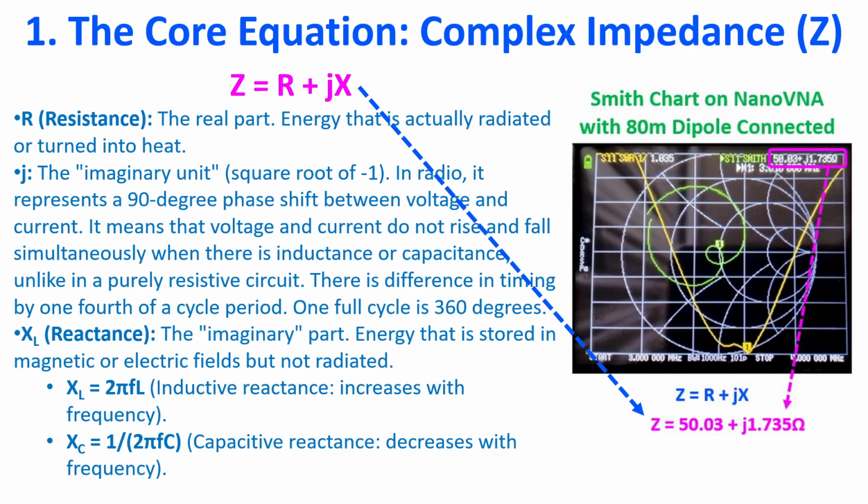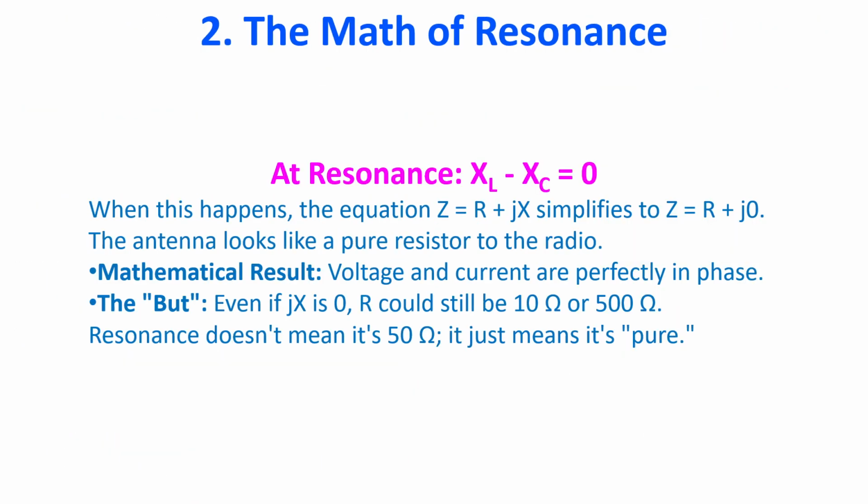X, or reactance, is the imaginary part, that is energy stored in magnetic or electric fields but not radiated. Inductive reactance XL is equal to 2πfL, that is it increases with increase in frequency. XC is equal to 1 by 2πfC. So capacitive reactance decreases with frequency.